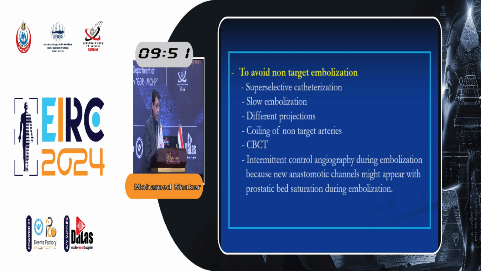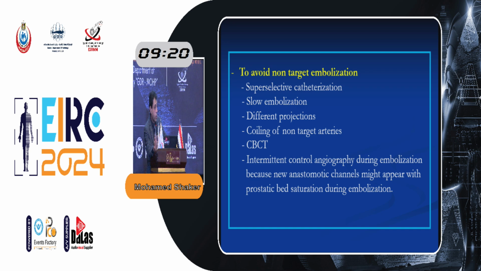So how to avoid non-target embolization? Several technical points. We try to do superselective catheterization as distal as possible of the prostatic artery, and during embolization, the embolization is very slow to avoid any reflux of particles or the embolizing material into non-target arteries. We do different projections to clarify the origin of the prostatic artery and do selective catheterization. We can do coiling of the non-target arteries, proximal coiling of non-target arteries. It has no side effects, and it protects these non-target arteries from the embolization.